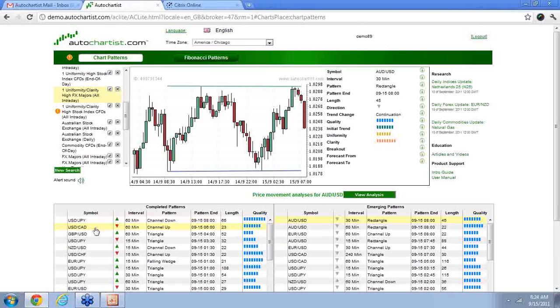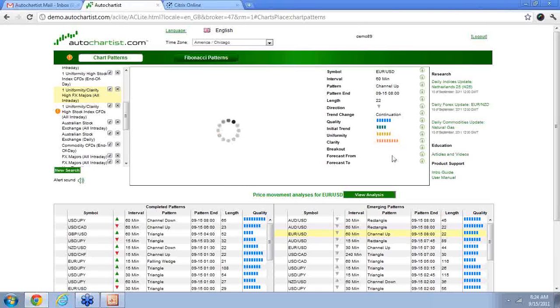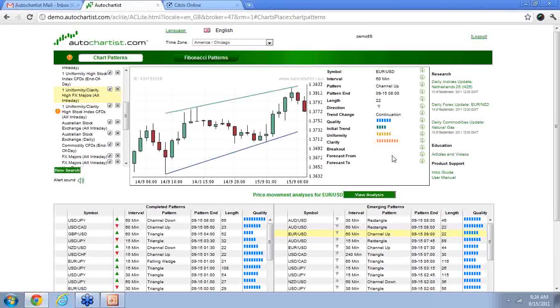Another way is to watch randomly selected patterns and see how AutoChartist has rated these patterns, so that you can get an idea also of what is appealing to you. So you can do it both ways. You can set it up ahead of time, or you can let AutoChartist find a pattern that's appealing to you, then go back and say, okay, I like this channel, and I'm going to set my uniformity here at 6 or my clarity higher.